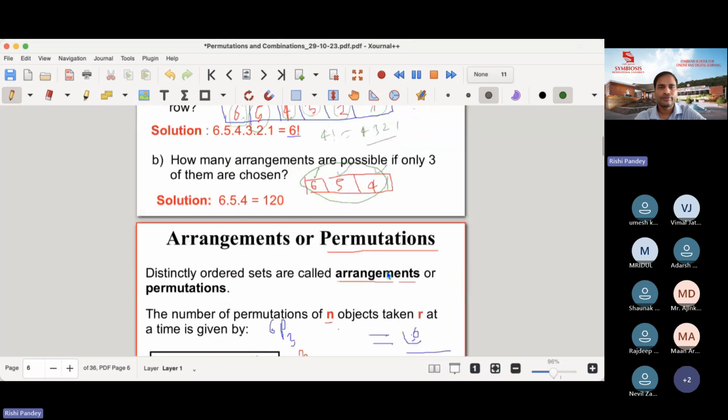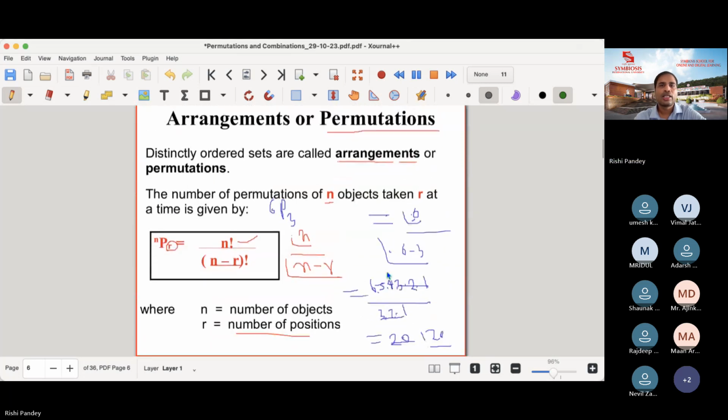Now arrangements. Arrangement or permutation is written in this form nPr. So we can write it this way: factorial n upon factorial n minus r, where n is the objects and r is taken at a time. Remember that n is always greater than or equal to r. It cannot be less than r.